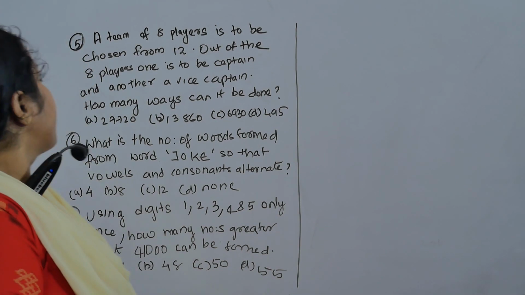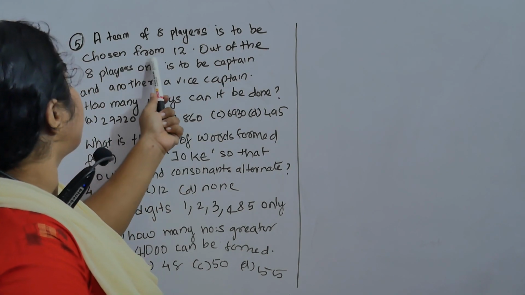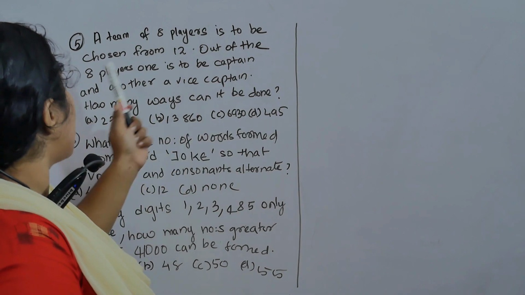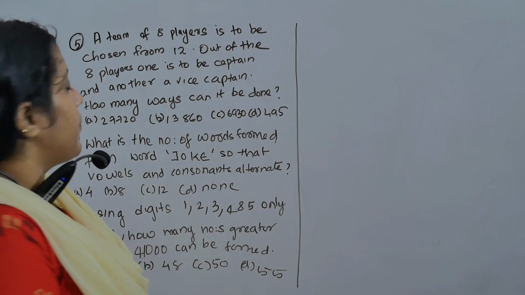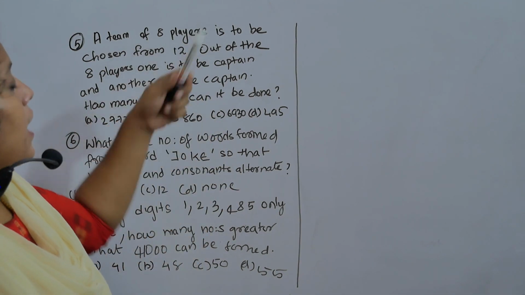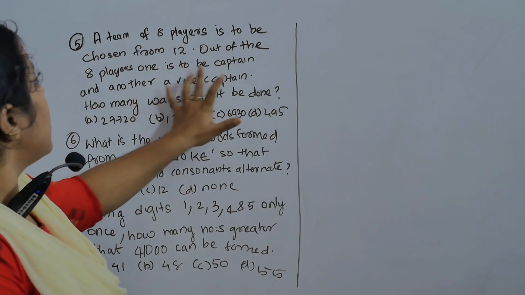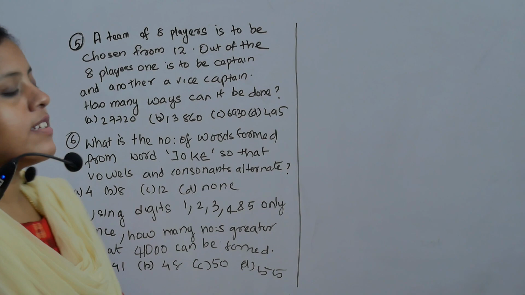So what is the question? Fifth question. A team of 8 players is to be chosen from 12. Out of the 8 players, one is to be captain and another a vice captain. How many ways can it be done?